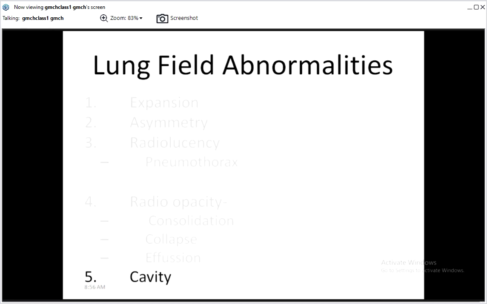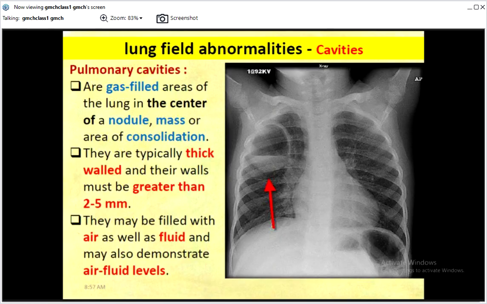Now coming to the cavity, this is not a very common finding in cardiac age group. So here you can see, this is a well-defined thing. This is a thick wall. They usually say the wall thickness should be more than 2 to 5 millimeters, and you can see an air fluid level. So this is fluid and this is air. So there is an air fluid level, that depicts a cavity.